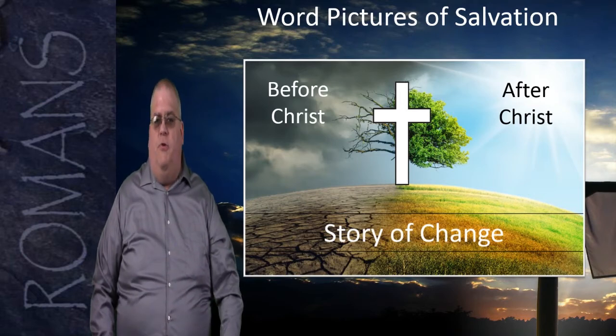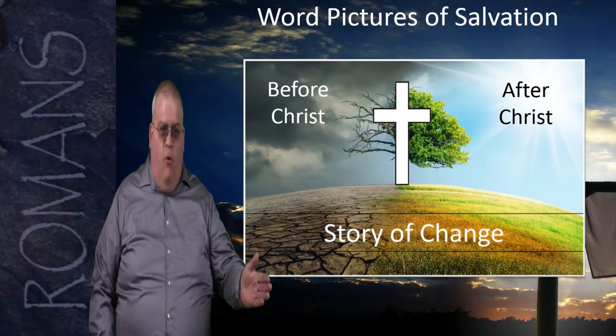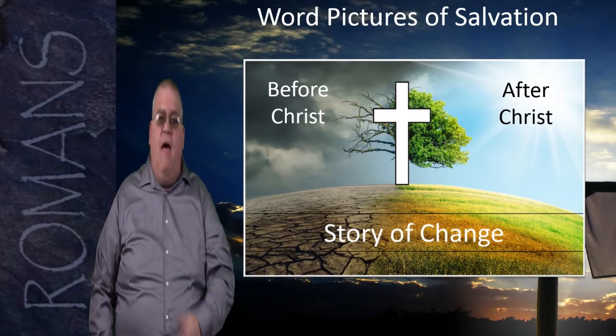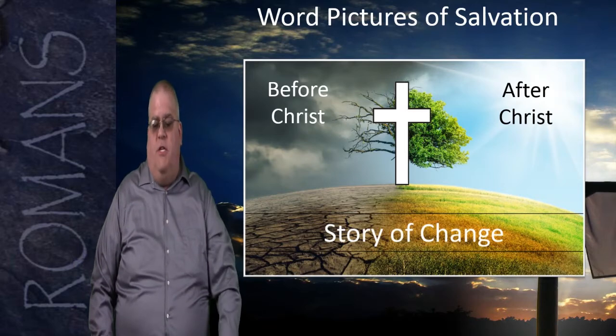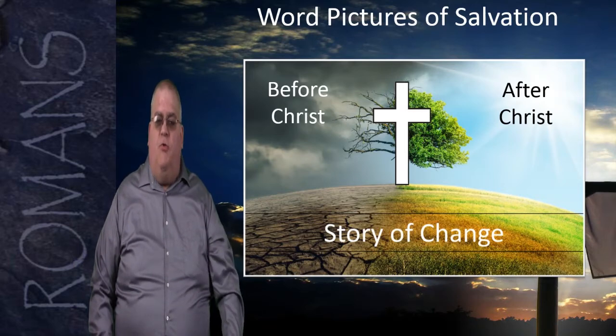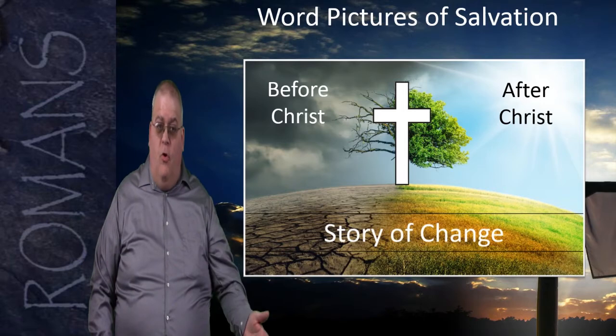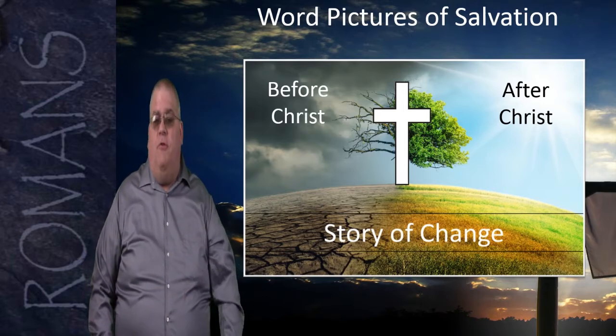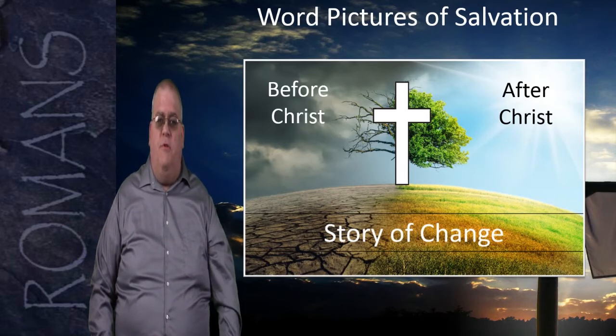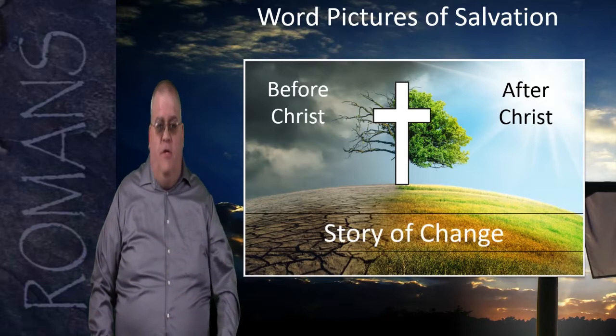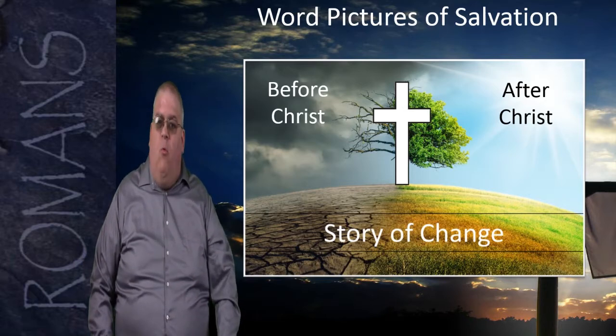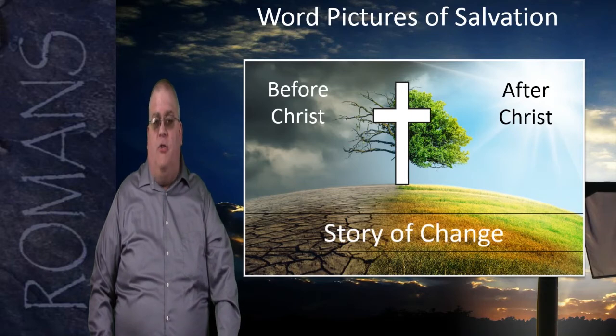So each of these word pictures has an inherent story of before, the event itself, and after. And the New Testament writers applied this word picture to describe our salvation in terms of before Christ, what Christ did, and after Christ. So the key questions inherent in each of these word pictures are: what changed? How is life after different from life before? And what did Christ do to make that change? How did the cross and resurrection of Christ bring about this difference?